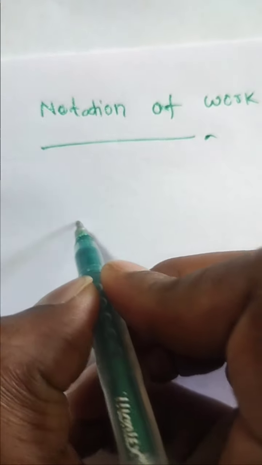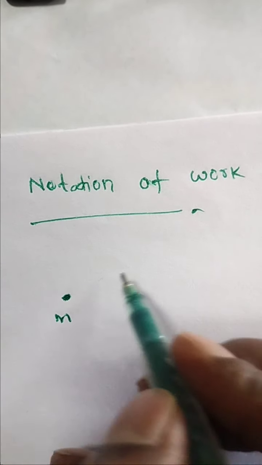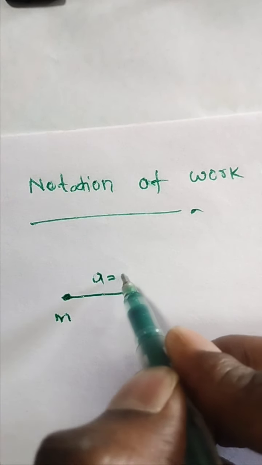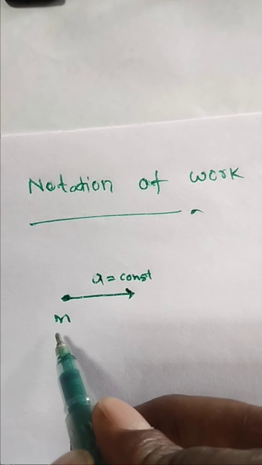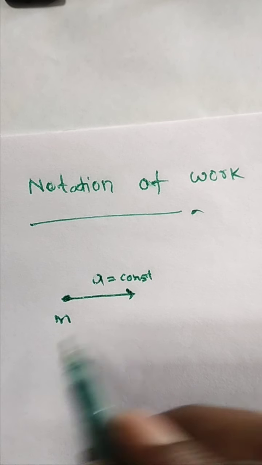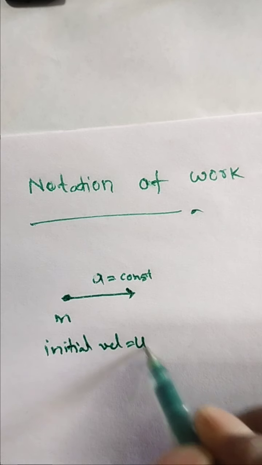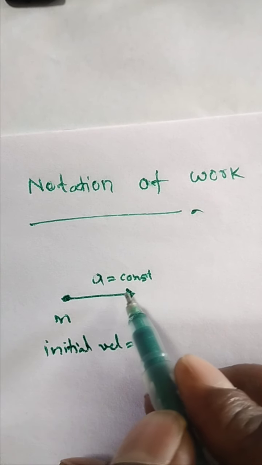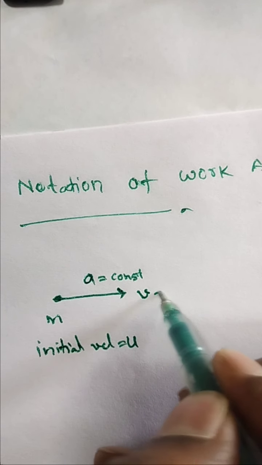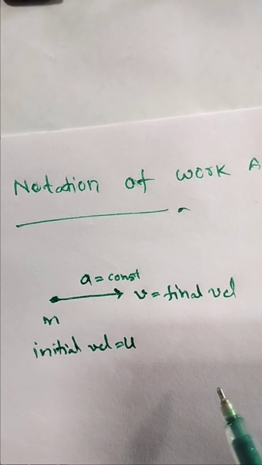Suppose this is a particle of mass m moving in a straight line with constant acceleration, a is equal to constant. The initial velocity is equal to u. The particle is moving with constant acceleration small a, so it reaches small v. Small v is equal to the final velocity.